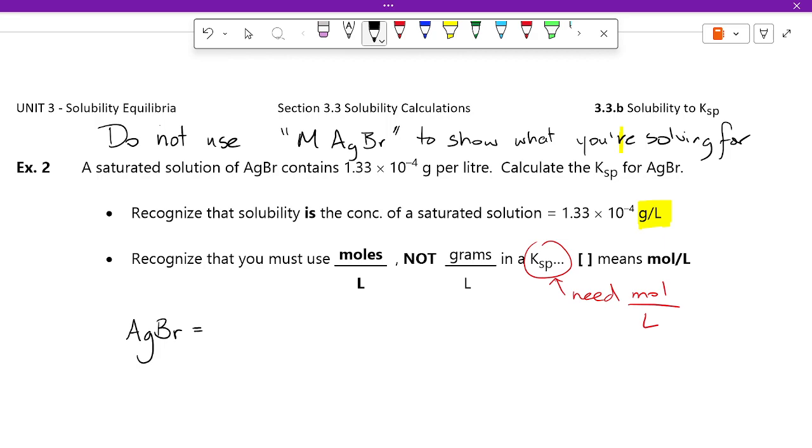You guys know how to show molar concentration of AgBr. What do we put around the AgBr? Square brackets.